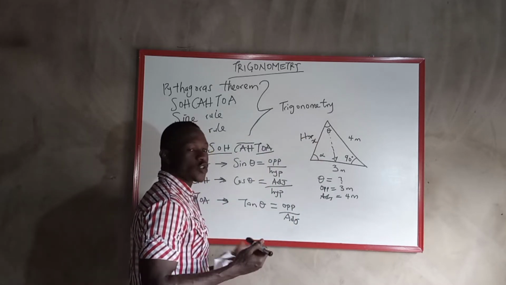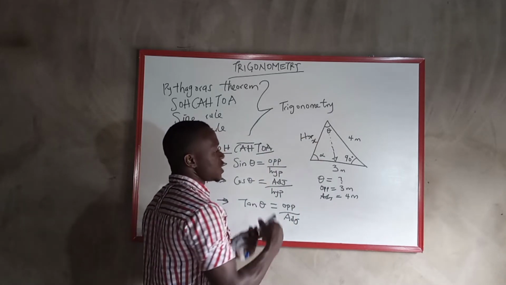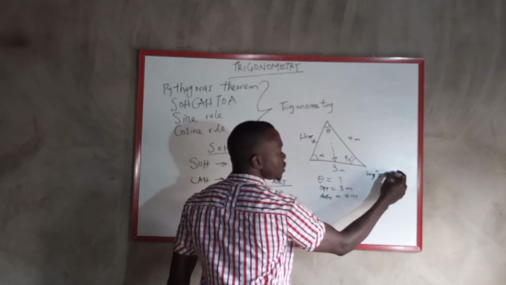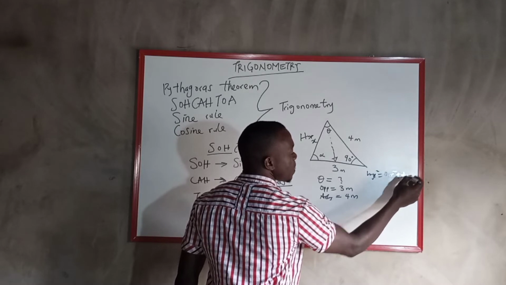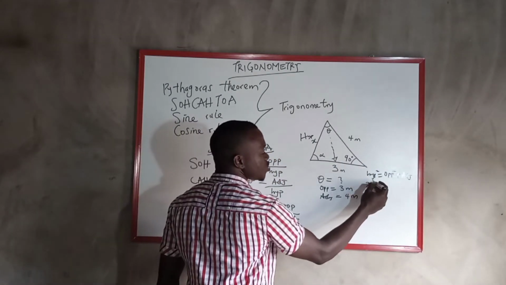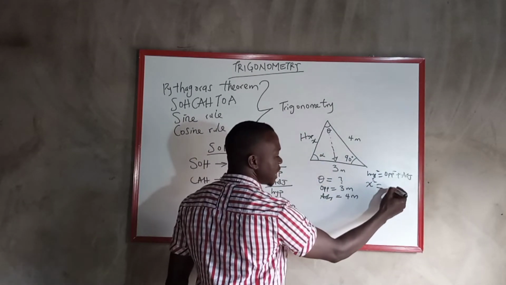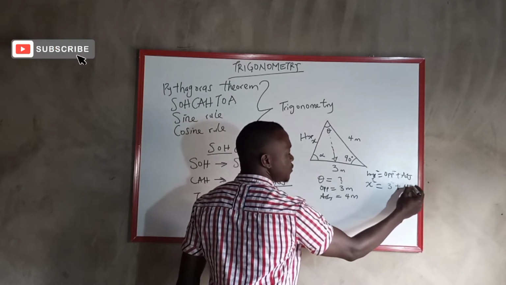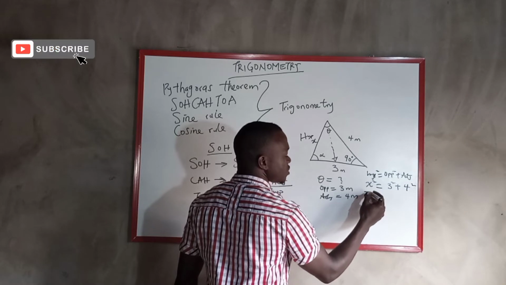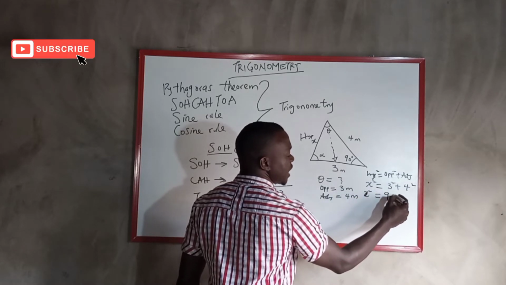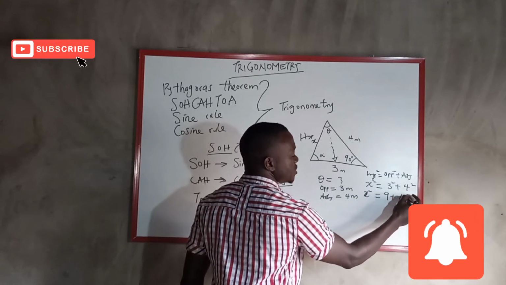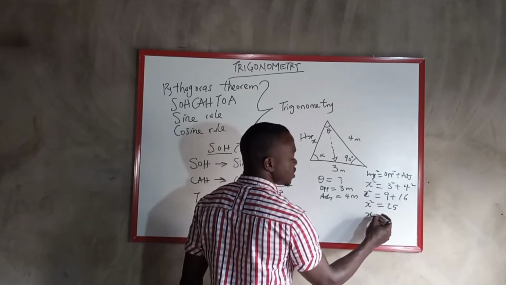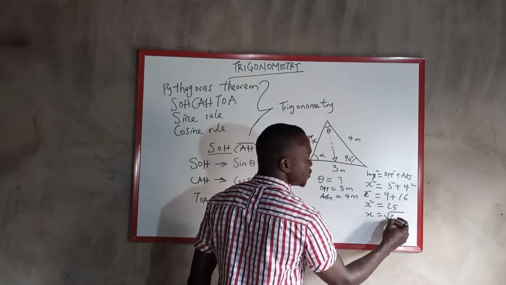So now, to apply Pythagoras, hypotenuse square is equal to opposite square plus adjacent square. Hypotenuse square, hypotenuse is x, so x square. Opposite is, wherever side you like, 3 meters. And adjacent is 4 meters. So we have x square is equal to 9 plus, what's 4 square? 16. So x square is equal to 25. And x is equal to the square root of 25.